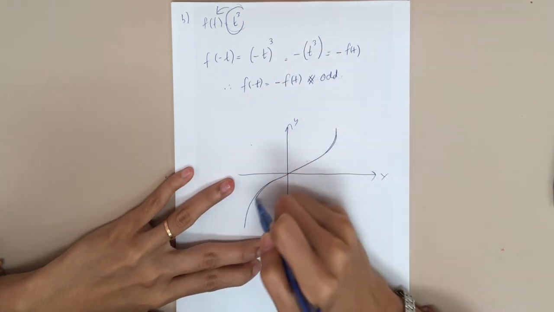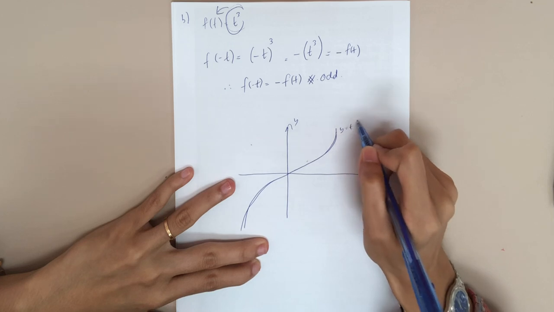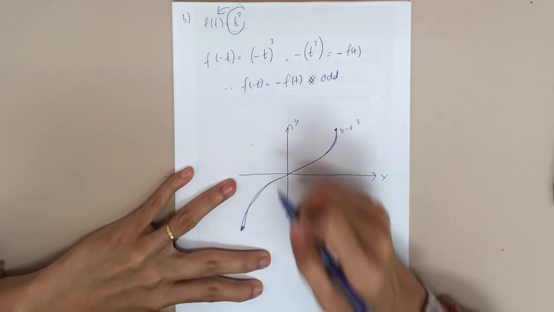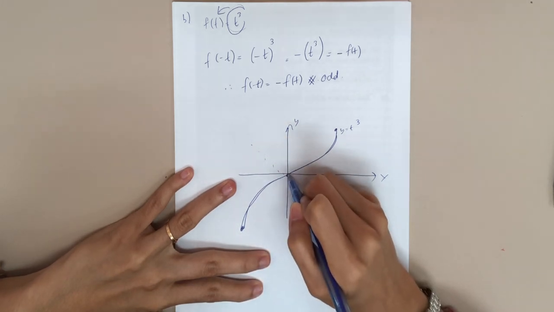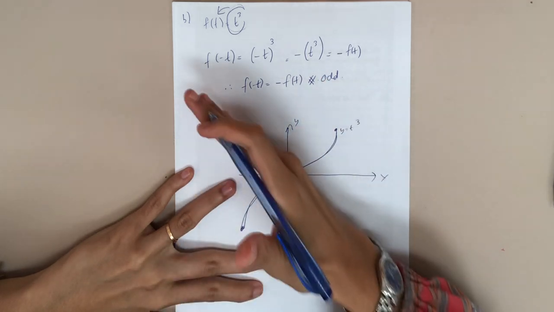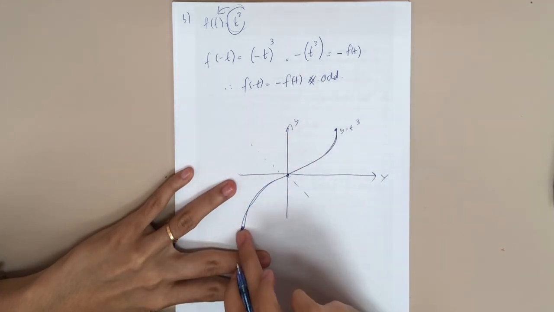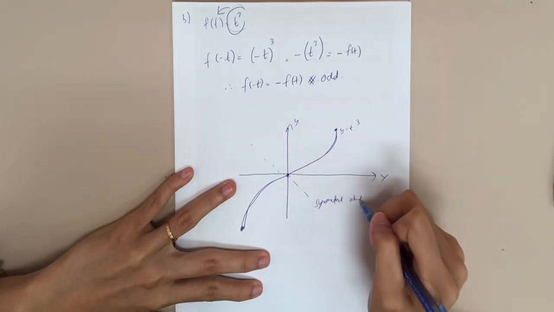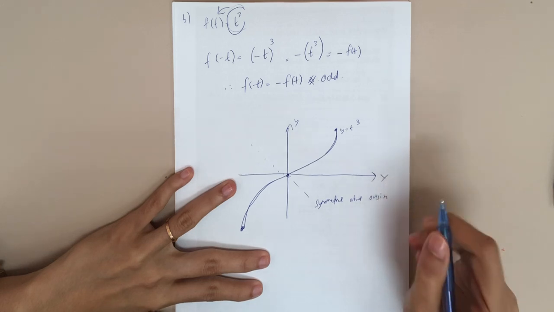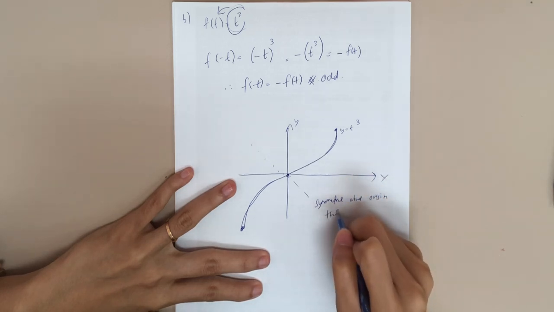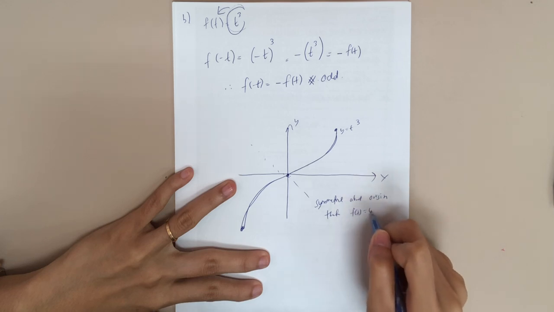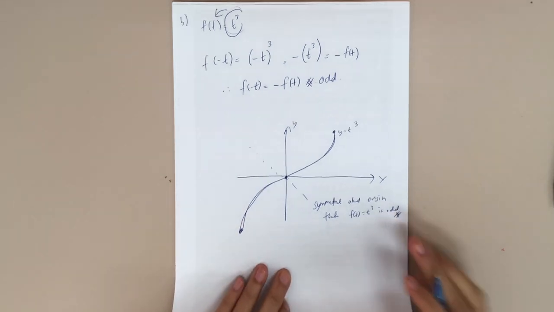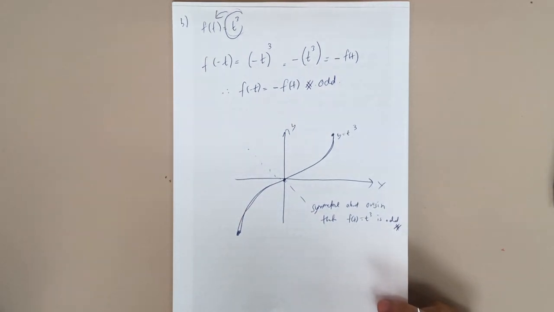Okay, cubic graph, this is a cubic graph. So y equals t cubed, and like I showed you just now in the previous video, this point will be attached to this point when you flip it on the origin. This is the origin, okay? So when you flip it on the origin, this one will be attached to this one. Therefore, this is symmetrical about the origin, not the x-axis, okay, it's the origin, and therefore f(t) equals t cubed is an odd function. Okay, right? So now you know that t squared is even, t cubed is odd.